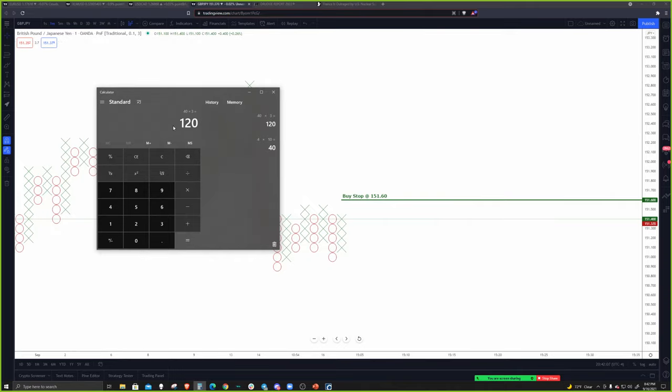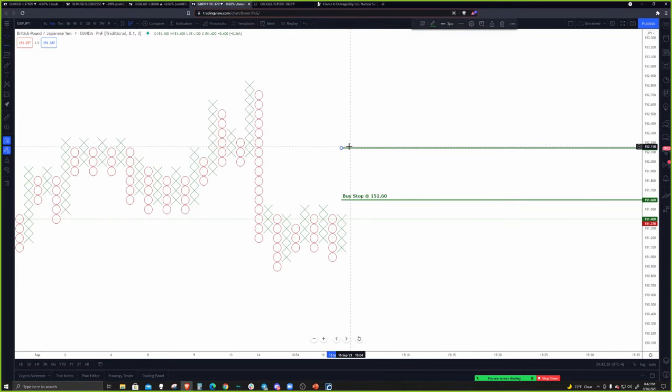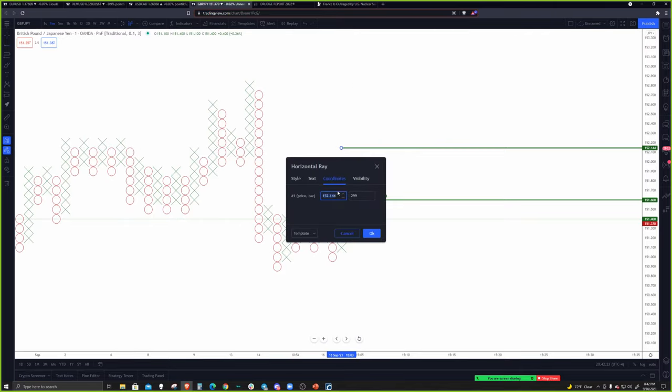So 120 pips is that. So I'm going to add 120 pips to the low of the prior column of O's, which is right here. And that's at 151 even, so that's really easy. 152.20 is the profit target.